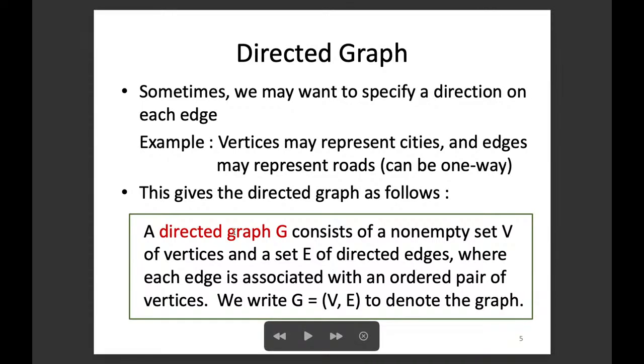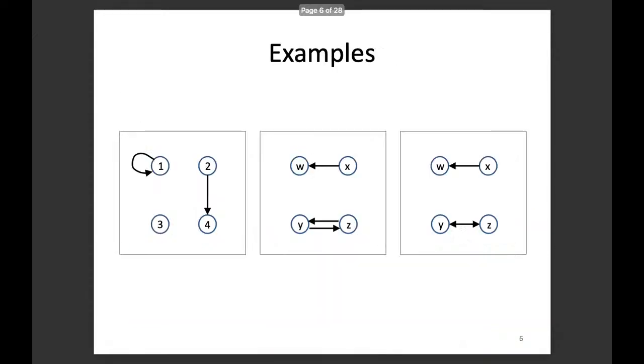So the directed graph is defined like this. It is also easily or unambiguously defined when we specify what are the vertices and what are the edges. But this time, the set of edges will now be directed. It has direction. So this is an example. So this is a graph with 2 directed edges. This is a graph with 3 directed edges.